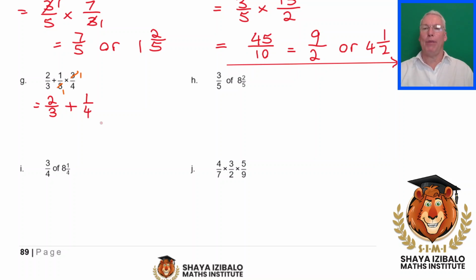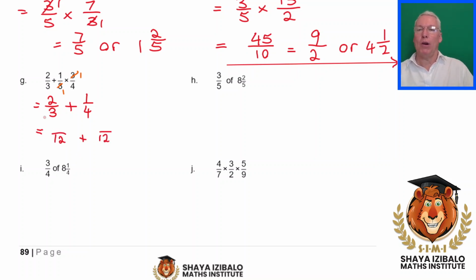Now, we cannot add things when they're of different types, so we need to find a common denominator, something that 3 and 4 both go into. Ideally, we want the smallest number. So you might say 24, and you would be right, but 12 is smaller still. So let's change the 2/3 to 12ths and the quarters to twelfths.